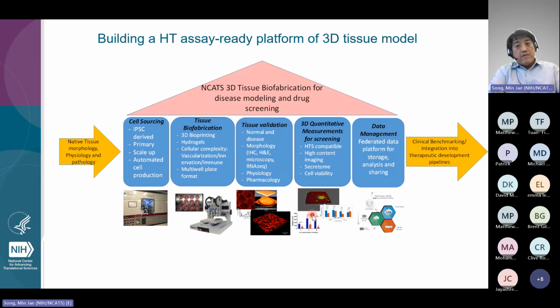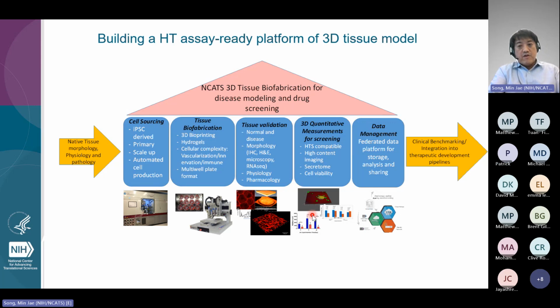This figure just shows the overall steps of developing the 3D models. Once we determine the tissue and the disease models, we search for the working cells that express the biomarkers and then meet the tissue-specific functional outcomes. There are three different kinds of commercially available cell sources, as you know: human primary cells, immortalized cells, and iPS-derived cells.